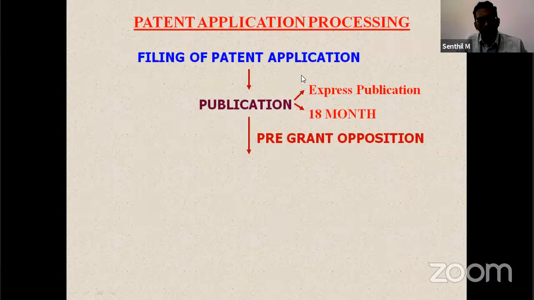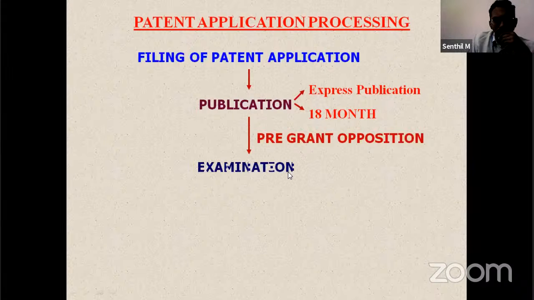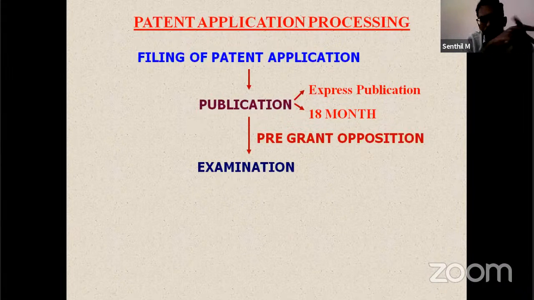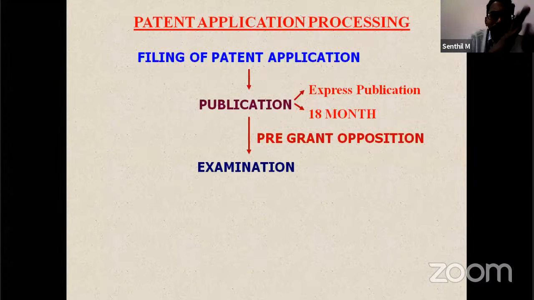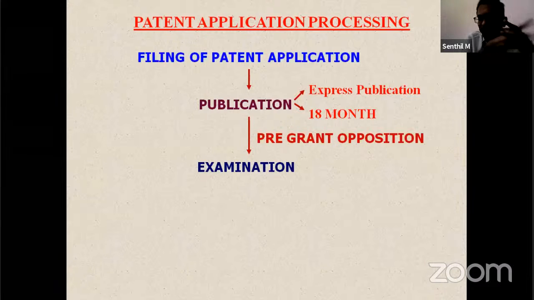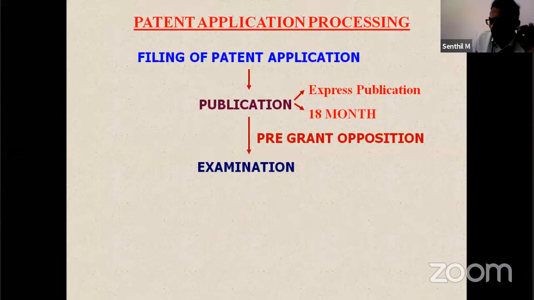Okay, proceed. Thank you. So after pre-grant opposition comes examination. From the date of filing, after 4 years as of now, the government will take 4 years to examine your file. After 4 years, they will open up your file, check all the documents and give a first examination report. That is called FER.